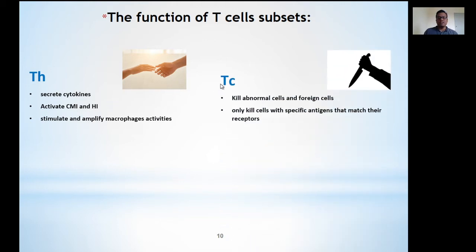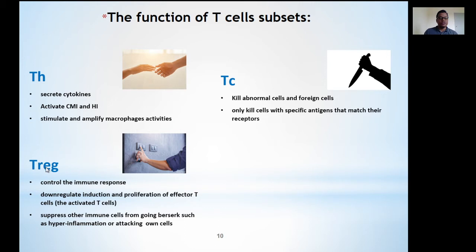Second, the T cytotoxic cells kill abnormal cells and also foreign cells. These foreign cells can be observed in the cases of organ transplantation, where the recipient will recognize the organ from the donor as foreign cells. They only kill cells with specific antigens that match their T cell receptors.